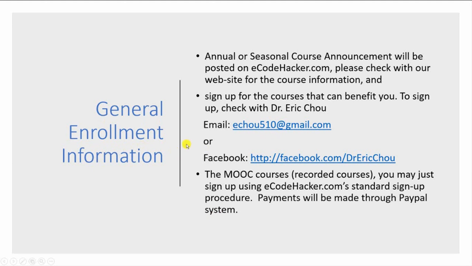General enrollment information. For those annual or seasonal courses, we will announce them by posting them on ecohacker.com. Please check our website for the course information. And if you want to sign up, you can contact me, Dr. Eric Chow, with the email here and the Facebook right here. You just need to send me your contact information, and we will try to contact you, set up your enrollment information, and help you sign up for our course.